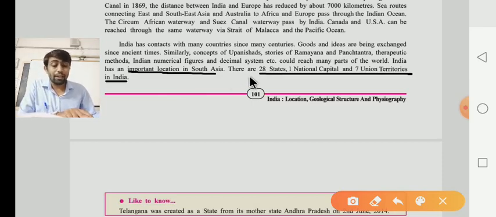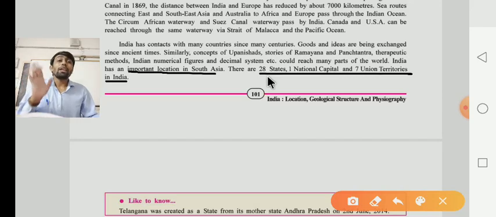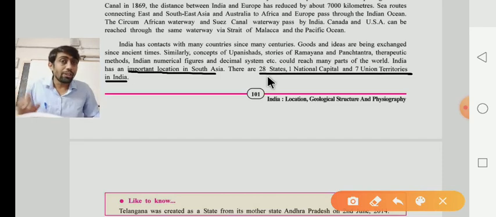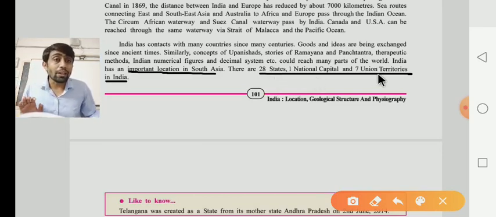That's why presently we can say that India has 28 states and 8 union territories. If you look at old information on the net, you will find that India has 29 states and 6 union territories. This is the old information, but now India has 28 states and 8 union territories, and union territories are controlled by the central government.